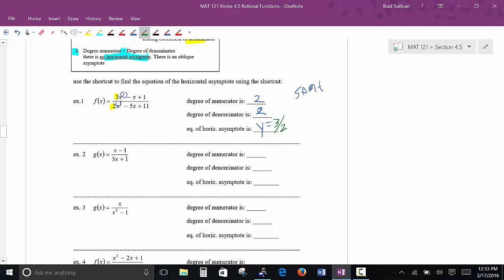Okay, all right, next problem. What's the degree of the numerator? 1. How about the degree of the denominator? 1. They are the same. So what's the answer? y equals what? 1 over 3. Good, 1/3. Okay, there's 1, there's 3. Again, remember what you're doing is you have that. Those are the leading coefficients. See how easy that is? Okay, simple rule. Right, now let's go down and look at the next one here.